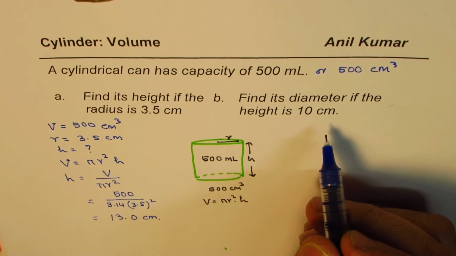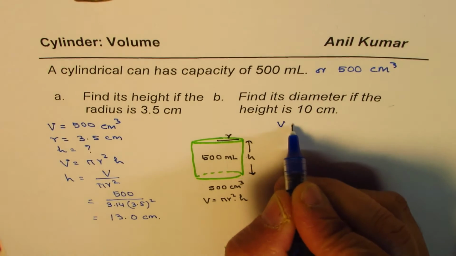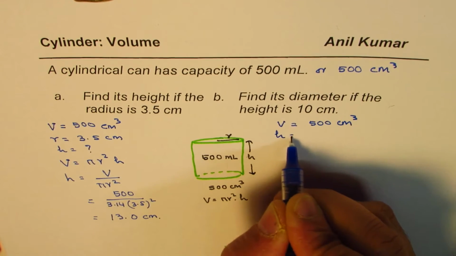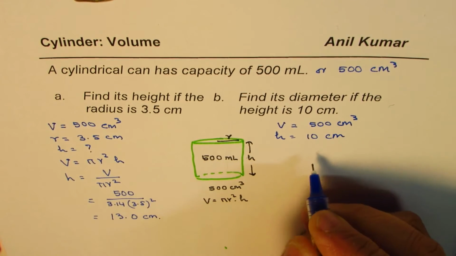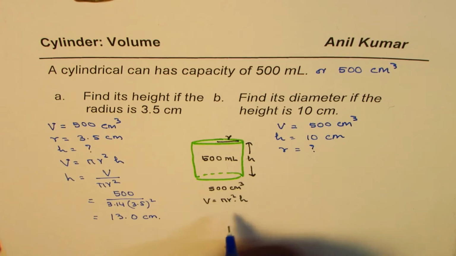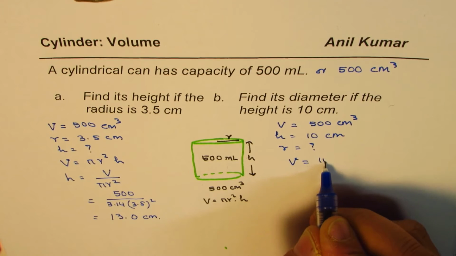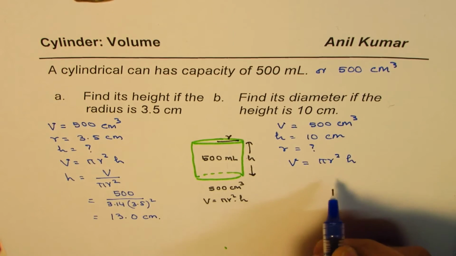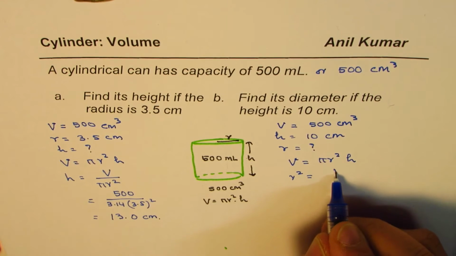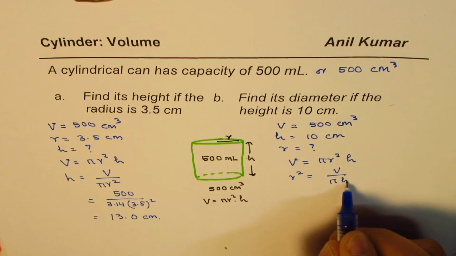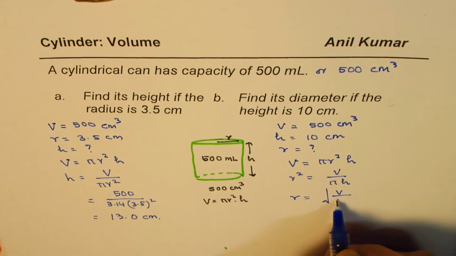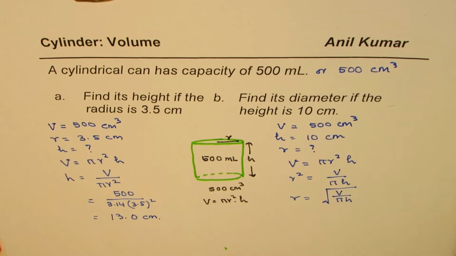Now the other part is we are given the height this time. So we have the volume of 500 centimeter cube. Height is given to us as 10 centimeters, and we need to find the radius, right? So let's rearrange this formula once again. Volume is pi r square h. So what is r? Well, r square will be equal to volume divided by pi divided by h. So r will be square root of all this, right? Volume divided by pi h. So that is what r is.